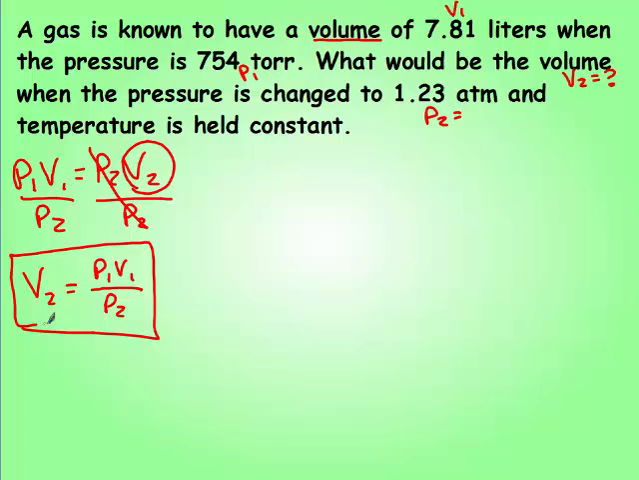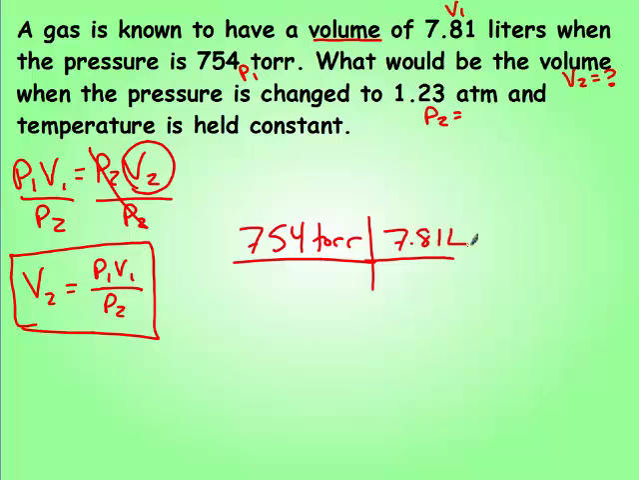So now we can start plugging in. I put P1 on top, V1 on top, and P2 on bottom. You can put P2 anywhere on the bottom, but I like to put it under P1. So then I can easily see that my units do not cancel out and that I need to convert one of them. Doesn't matter which one you convert. I'll go and convert the ATM to torr. There's one ATM in every 760 torr, which we saw previously.